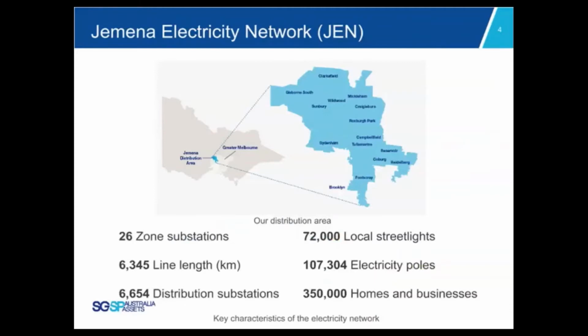JEN, also known as Jemena Electricity Network, is one of the 5 electricity distribution networks in Victoria. We are the sole distributor of electricity for more than 950 square kilometers of Melbourne's northwest suburbs. We provide energy to support more than 350,000 homes and businesses, as well as critical infrastructures, such as Melbourne Airport.